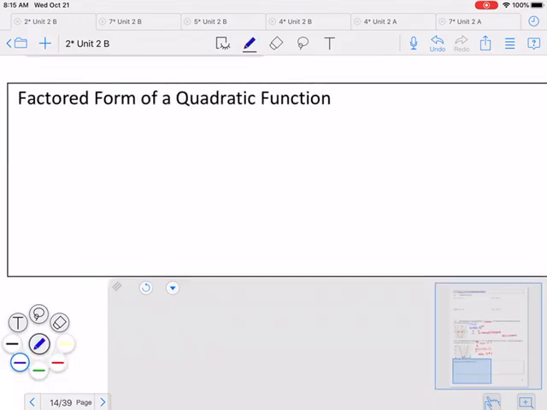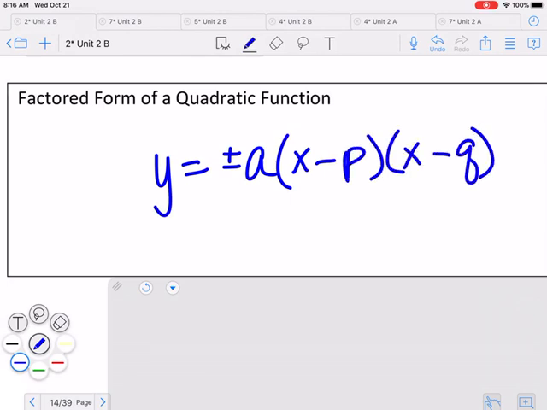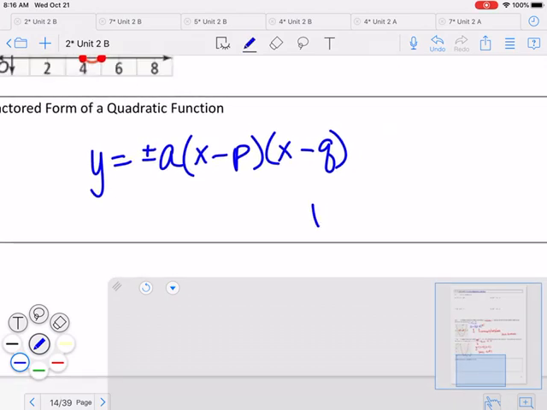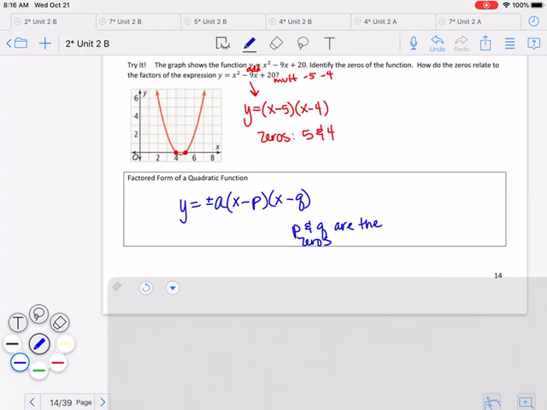of a quadratic function. y is equal to, we're going to have our a value in front, plus it could be positive or negative, and then our two parentheses, x minus p times x minus q, where p and q are the zeros, the intercepts. Notice how they're the opposite sign. The formula says x minus p. p is the zero, x-intercept, x minus q, q is the zero.